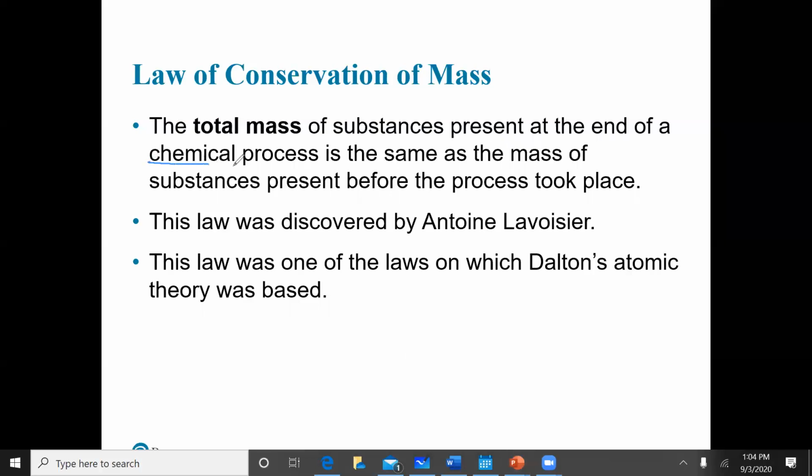A couple things to highlight. This is only talking about chemical processes, okay? When we're dealing with nuclear reactions, we actually will get a change in mass. In nuclear reactions, we can take mass and convert it into energy. So we can lose mass. So the law of conservation of mass only applies to chemical processes or chemical reactions.